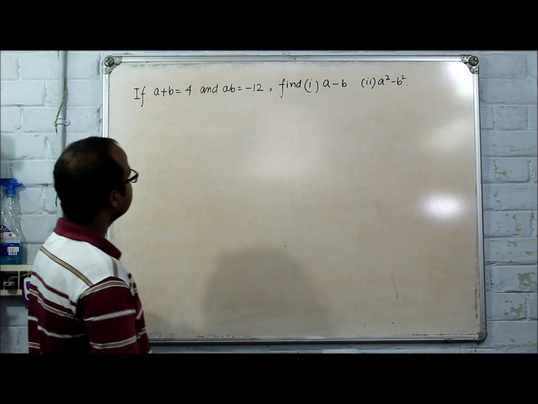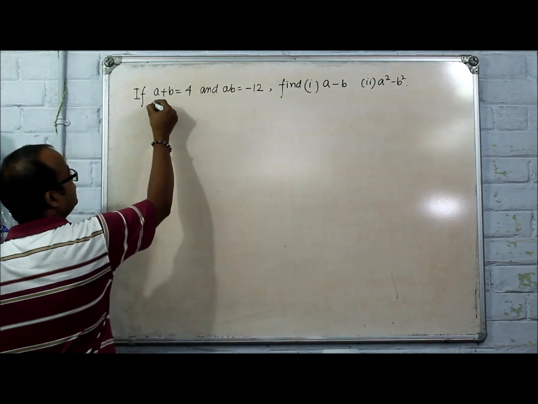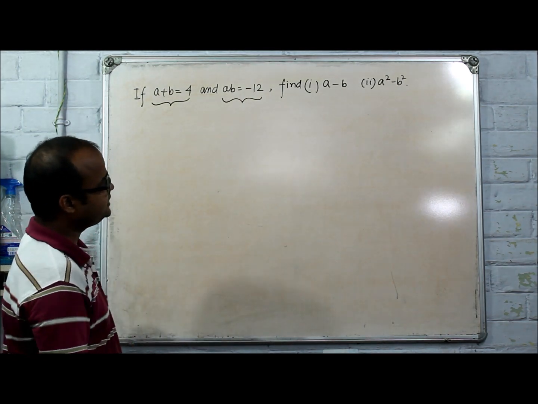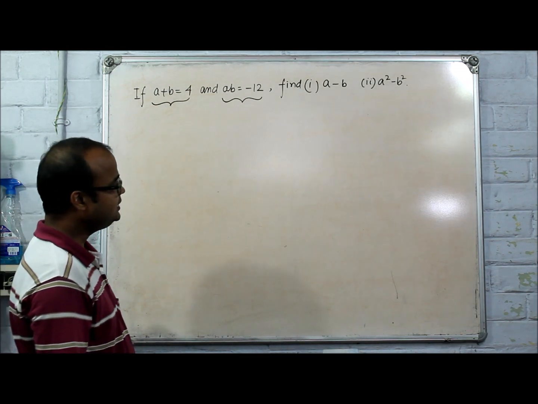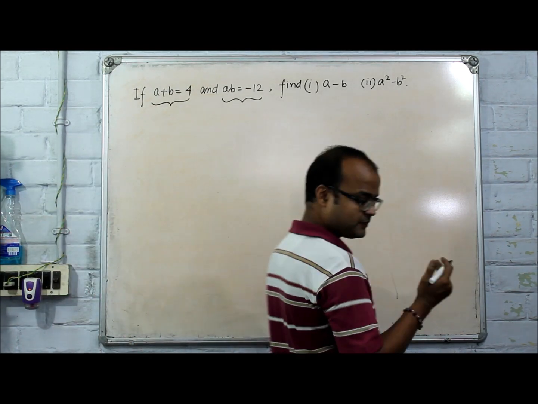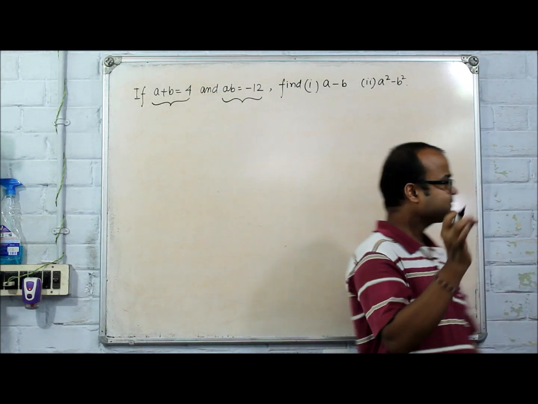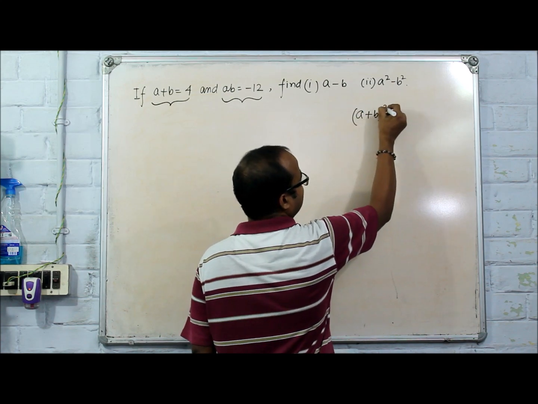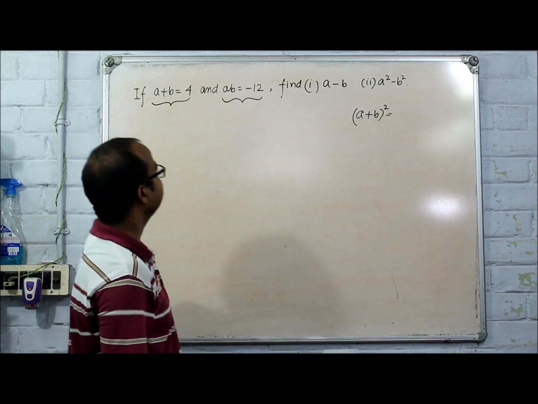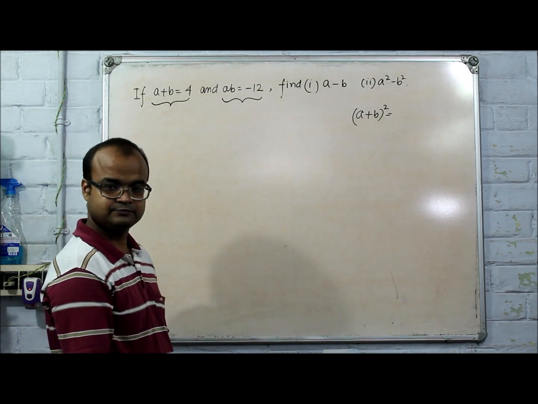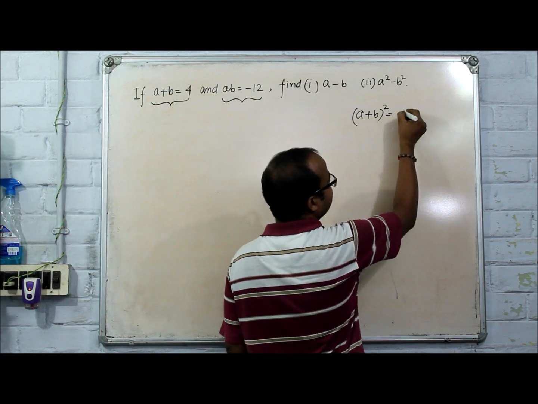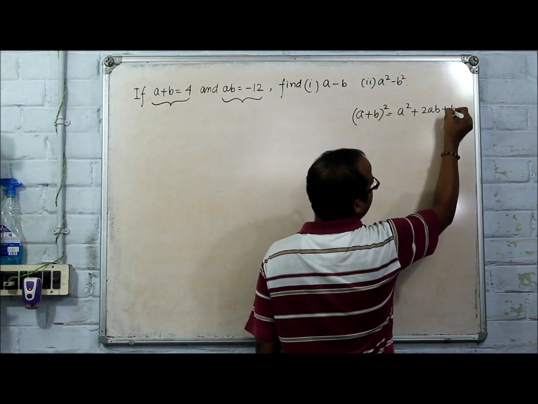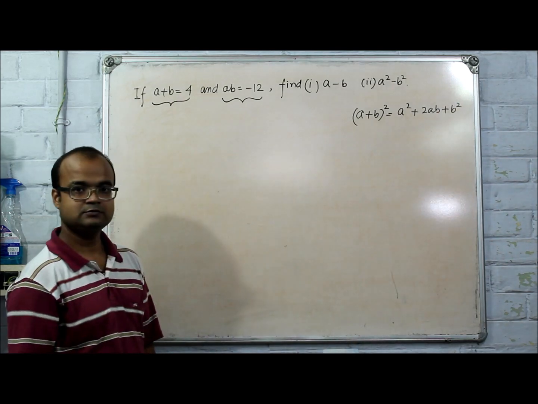Moving into the next, it is given that a plus b is equal to 4 and ab is equal to minus 12. We have to find a minus b. Now, before I give you the formula, let us discuss how we will find a minus b using a plus b. Clear? So a plus b square can be written as a square plus 2ab plus b square. Right?